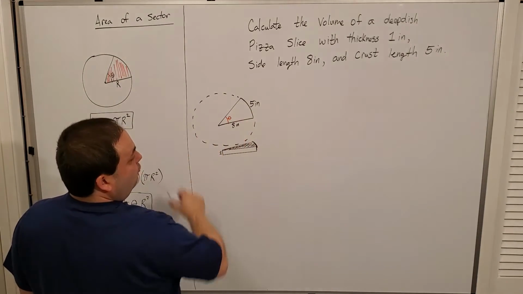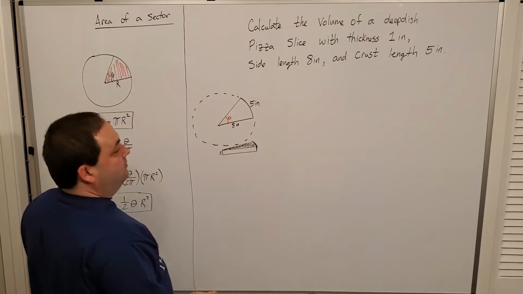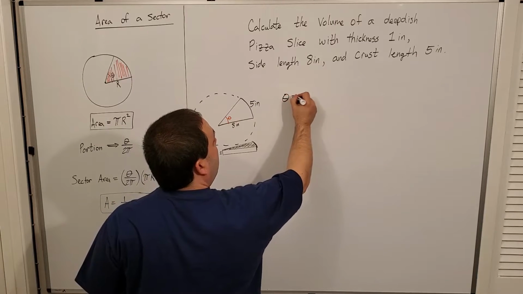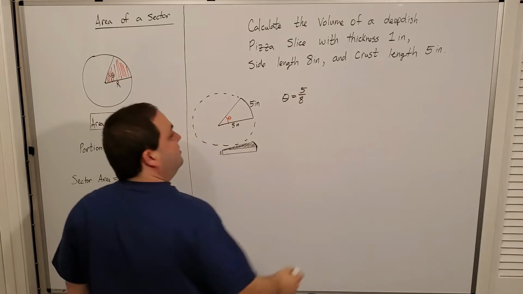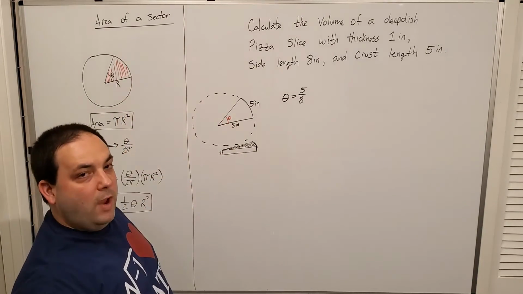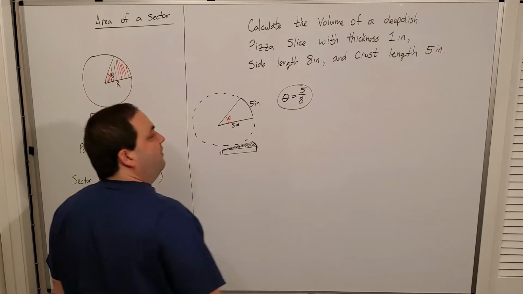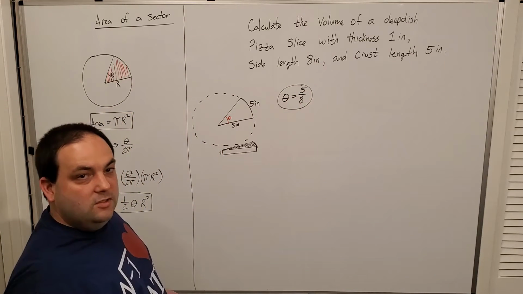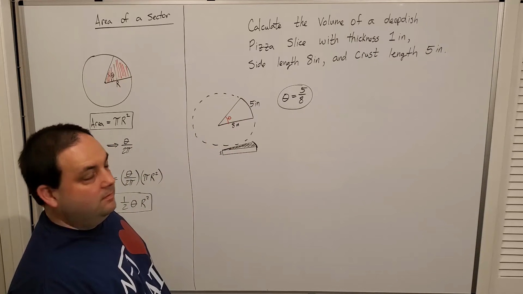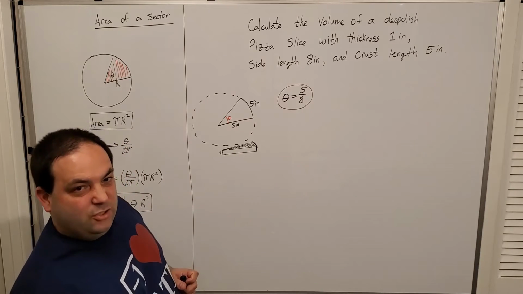The 8 inches is the radius of the pizza, 5 is the arc length. So I can easily calculate theta as just 5/8, 5 inches divided by 8 inches, right? The arc length divided by the radius. That was from the last example that we talked about. I can find an angle in radians very quickly if I know an arc length and a radius. Okay? So then what's the area of that sector, right?